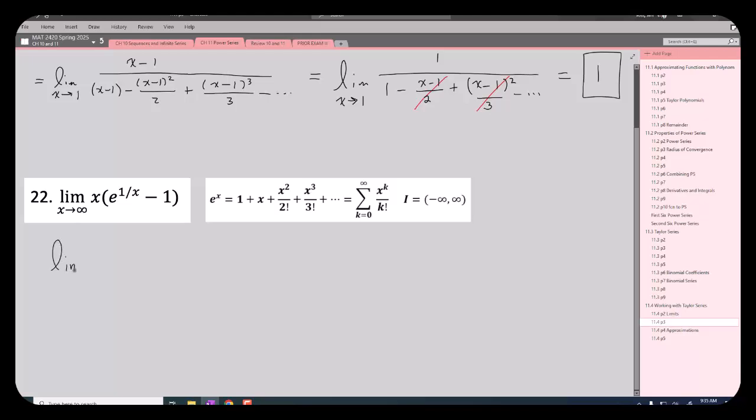So down here we have the limit as x goes to infinity of this expression. And what we're going to do is replace e to the 1 over x with its power series. We have the power series for e to the x right here. We're going to replace this x with 1 over x to get the power series for e to the 1 over x. So every x that we see is going to become a 1 over x. The effect of this is that we are pushing powers of x into the denominator.